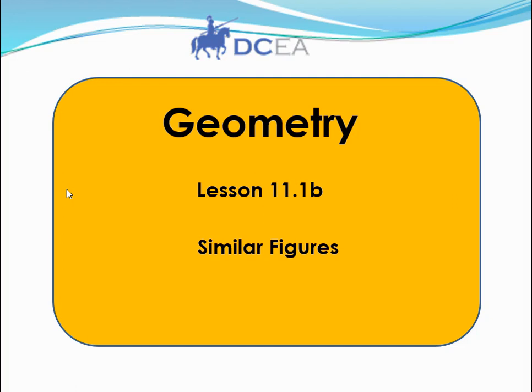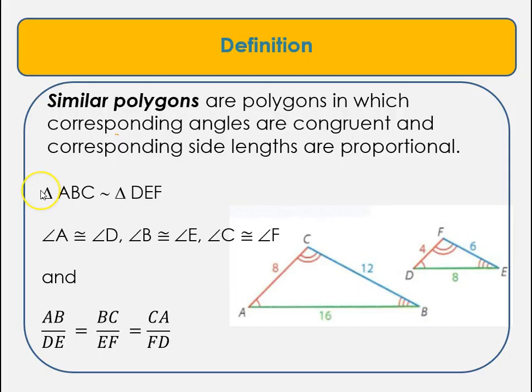11.1b, we'll talk a little bit more about similar figures. Let's just review quickly what we learned in the last video. We have two triangles, and these triangles have a relationship between each other. You can see that there's one hash mark at angle A and D, two hash marks at angle C and F, and three hash marks at angle B and E.